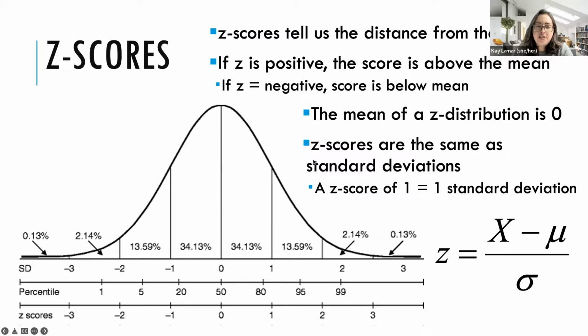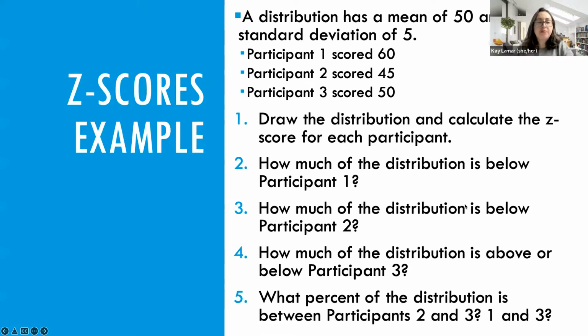Now, to calculate a z-score, we have this formula. And this is the formula we're really going to work with in this chapter. The z value is equal to the individual score, that's x, minus the mean, divided by the standard deviation. So whenever you have to solve for z, you take an individual score and subtract the mean from it, and then divide it by the standard deviation. This tells you how far away that score is from the mean relative to how spread out scores are, or the standard deviation.